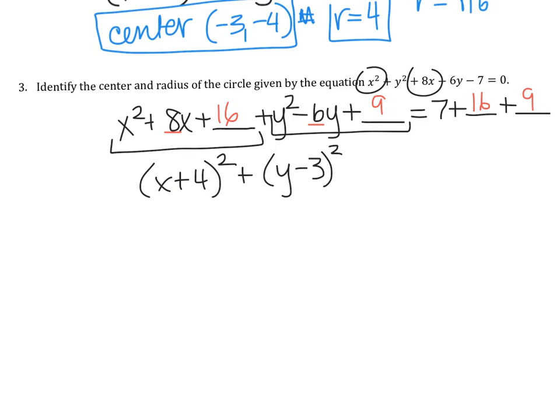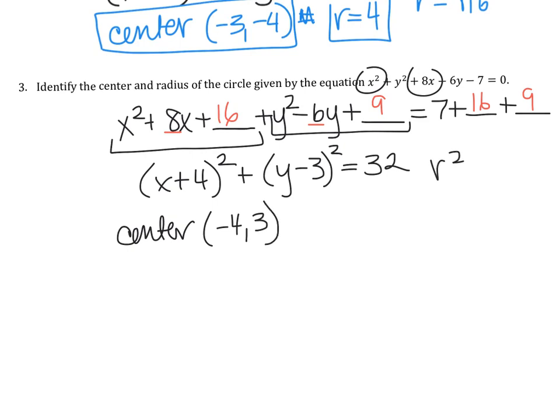So if you checked it, negative 3 plus negative 3 is negative 6, and negative 3 times negative 3 is a positive 9, so it's y minus 3. And then on the right-hand side of the equation, I have 32. So the center of this circle is negative 4, positive 3.